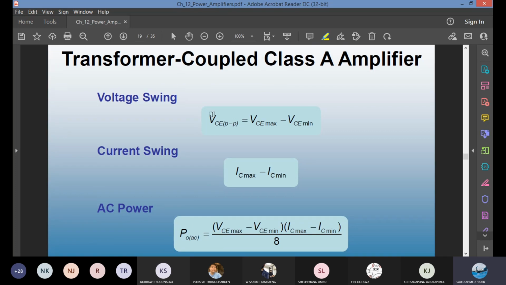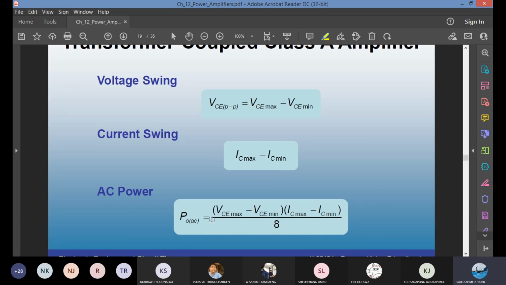It's totally different. The voltage swing VCE from peak to peak is given by the difference between maximum VCE and minimum. The current swing is maximum current minus the minimum. Output power is VCE max minus VCE minimum times IC max minus IC minimum. These two things you can say delta VCE multiplied by delta IC, divided by 8.